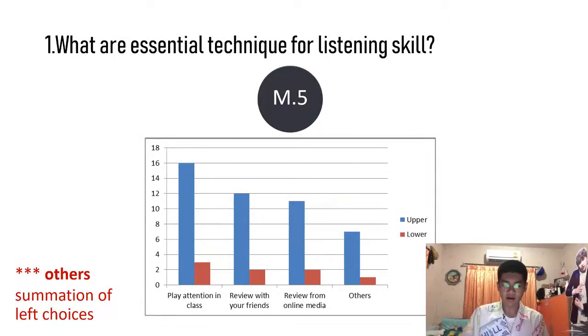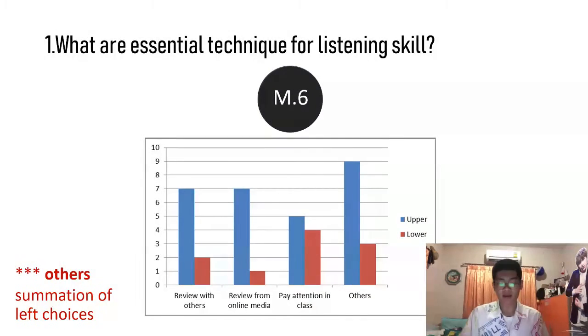From M5, the upper students also tend to pay attention in class the most, followed by reviewing with their friends, and then reviewing from online media. And the lower students also tend to pay attention in class the most, and review with their friends and online media equally.